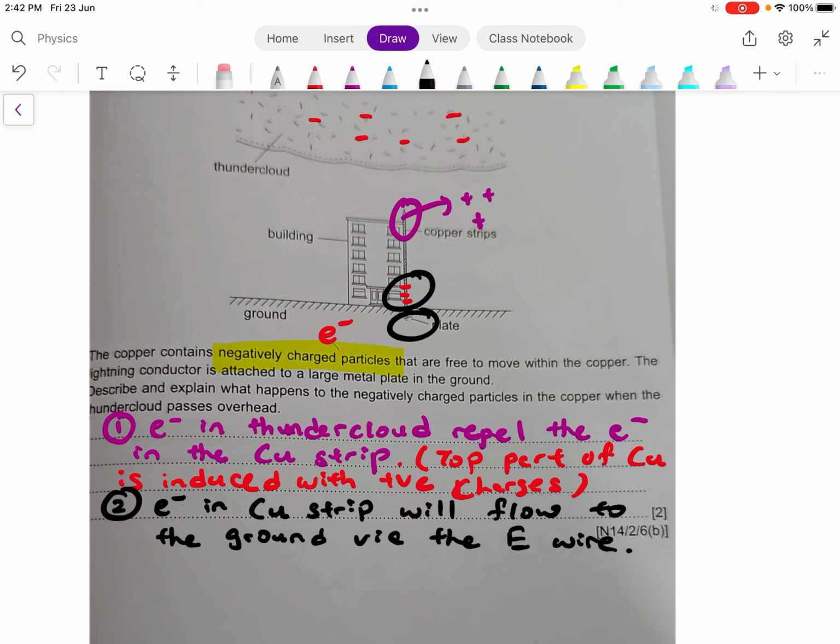So there are two processes. First of all, the electrons in the copper strip get repelled to the bottom, and after that the electrons will flow to the ground via the earth wire. So that's how we do this question.